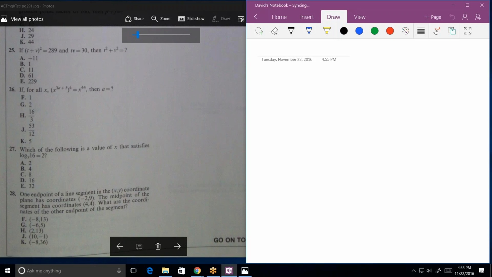Excuse me. You're right. Sorry. T plus V is equal. And then what's T squared plus V squared? That's the question. And then 30 has to be. We have to figure out 30's factors, right?